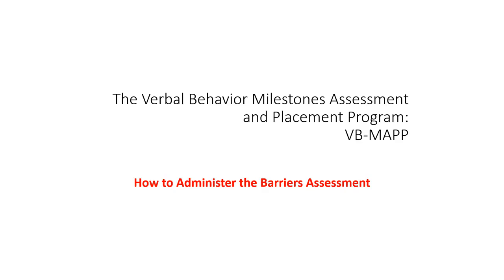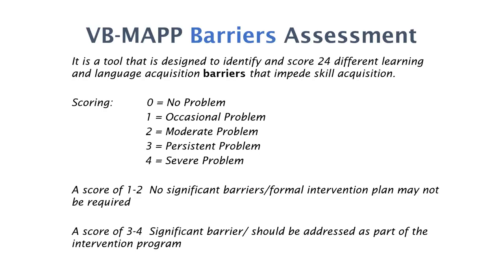Instructions on completing the barriers assessment can be found on page 99 of the MAPP guidebook. The scoring form for the barriers assessment can be found on page 25 of the MAPP protocol book. You will need both of these books to complete the assessment. Let's take a look at the content and scoring criteria of the barriers assessment.